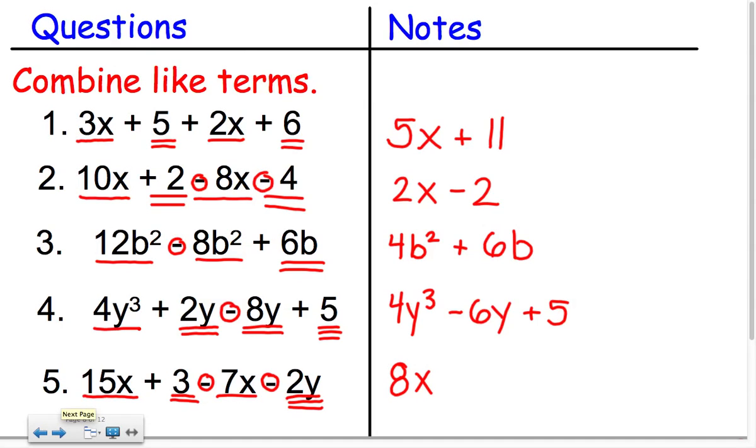And then I have the 3 next, but technically you should put all variables first. So we're going to do minus 2y and then plus 3. If you wrote 8x plus 3 minus 2y, that could count as well.